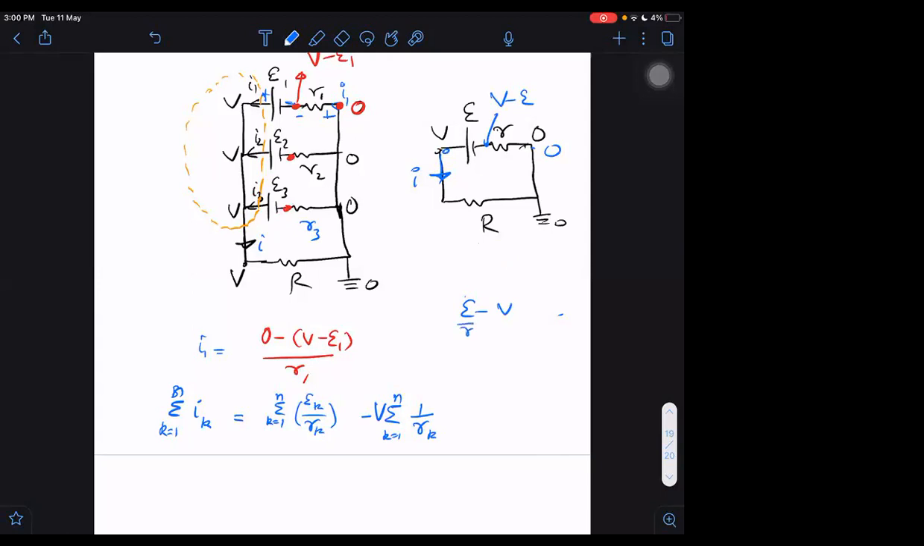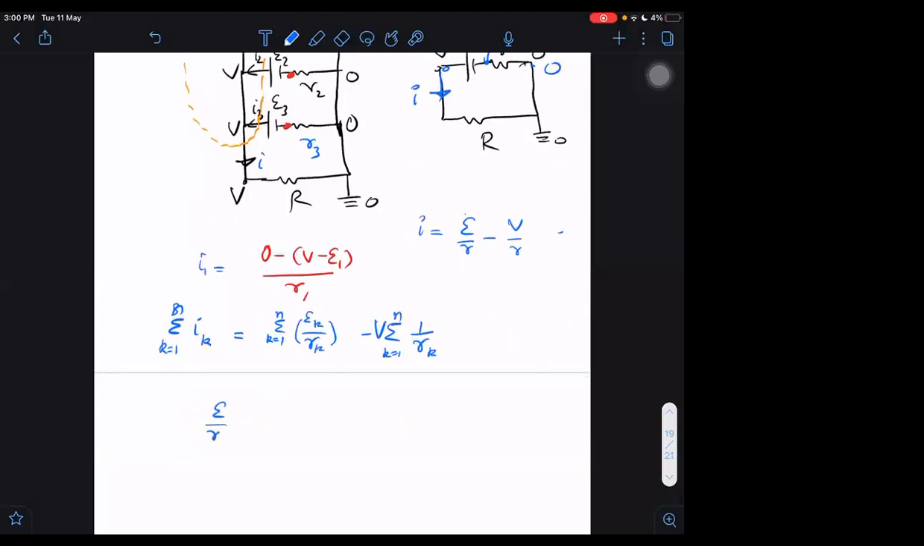You can compare, sir. That's it. Time up. Then can we do the comparison now? Then I will be getting E divided by R is equal to sigma Ek divided by Rk.